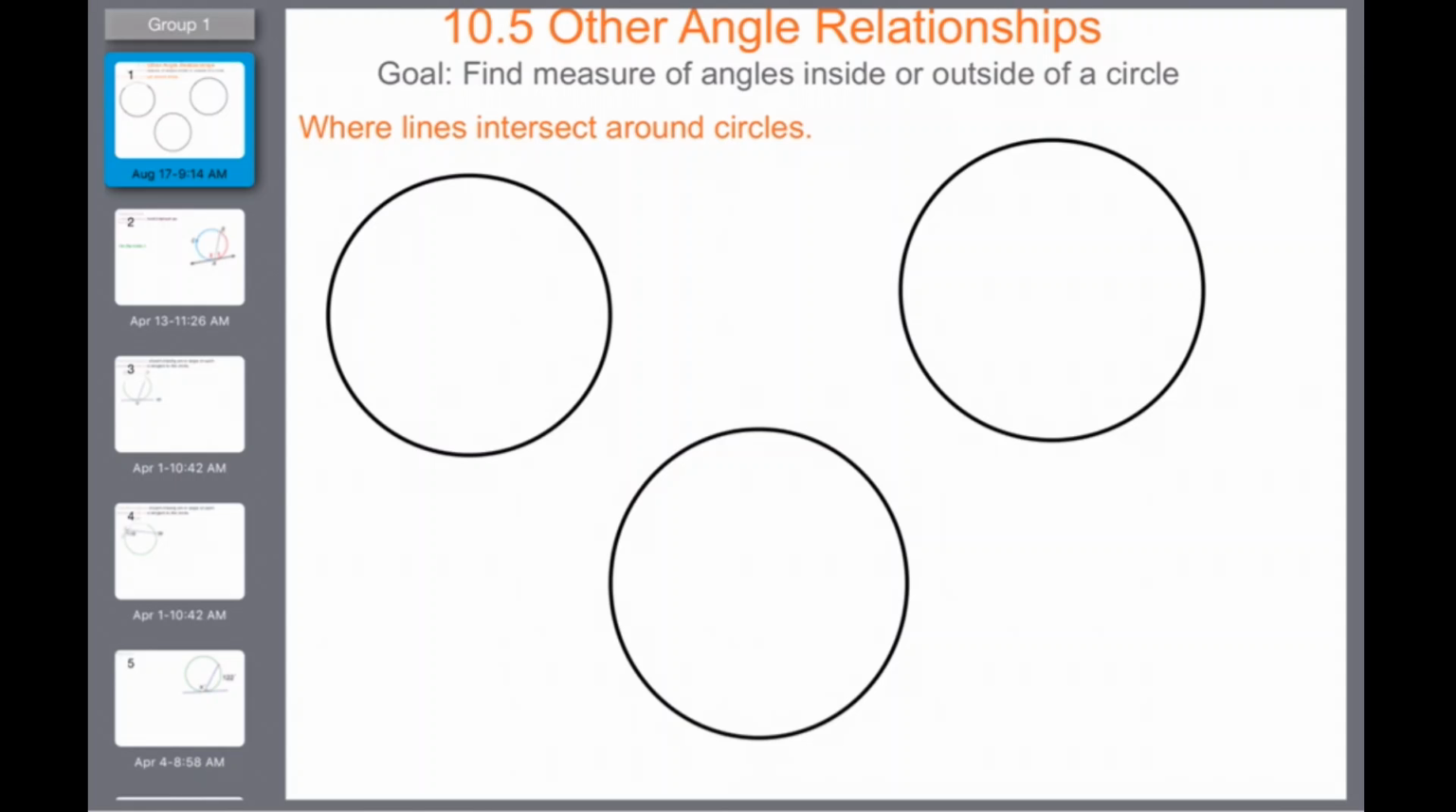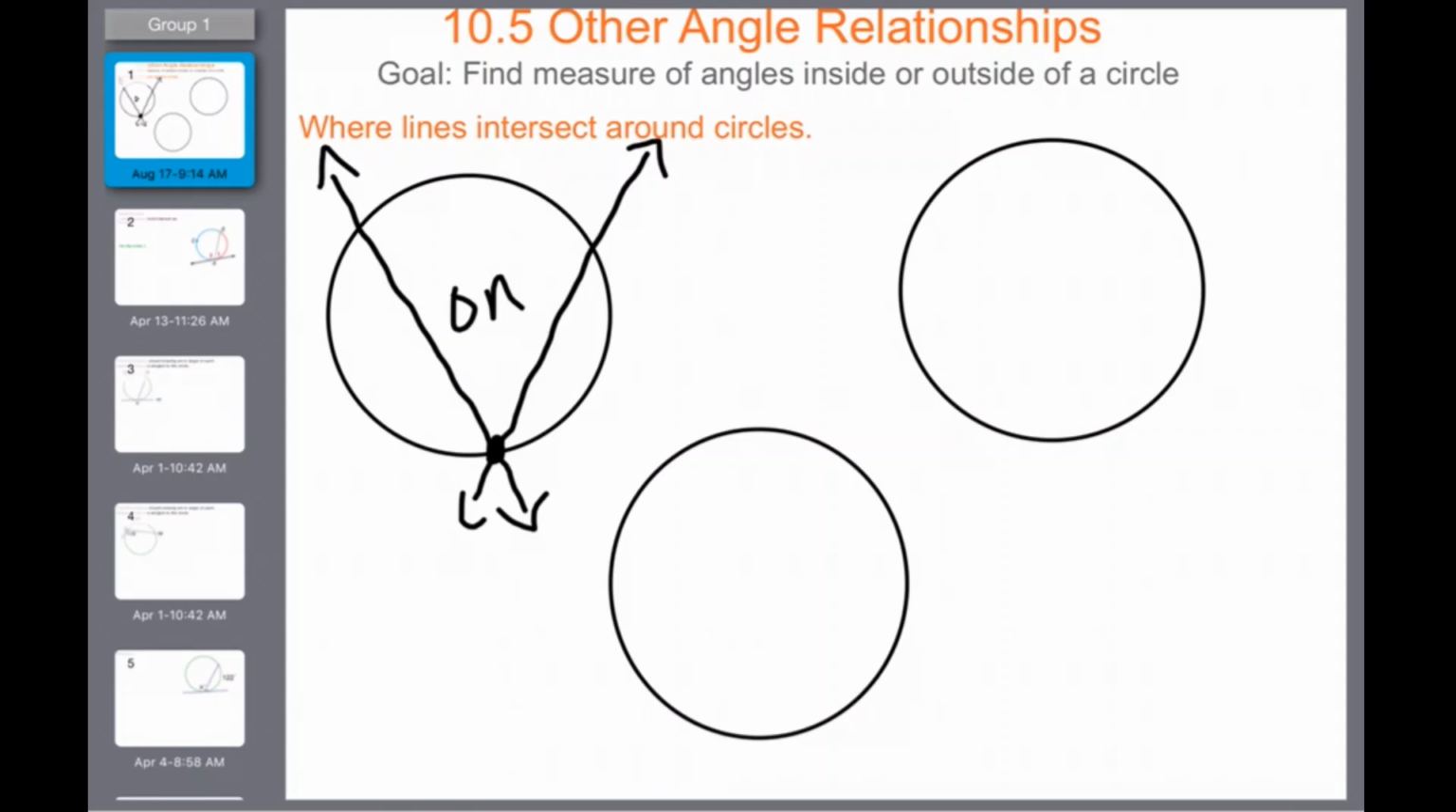So this is going to be broken up into three different videos, one on each different type of relationship, just to break it down a little bit easier. So this first video, we're going to be looking at if we have lines or segments that intersect on our circle. So for example, if we have a line right here and we have a line right here, these two intersect on the circle at this point. So that's going to be our first type of relationship we're going to be looking at.